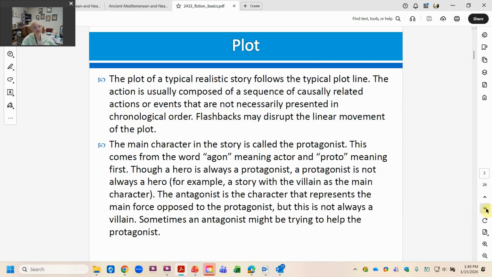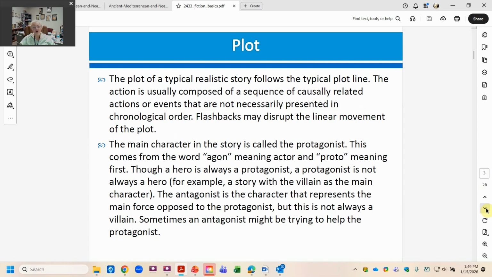So plot is basically just the series of events that occurs in the story. In traditional plots, they are very linear and they're causally related. So one thing happens and there's a reaction to that thing, and then the next thing happens, right? They're usually chronological. We sometimes will have flashbacks that disrupt that linear movement.